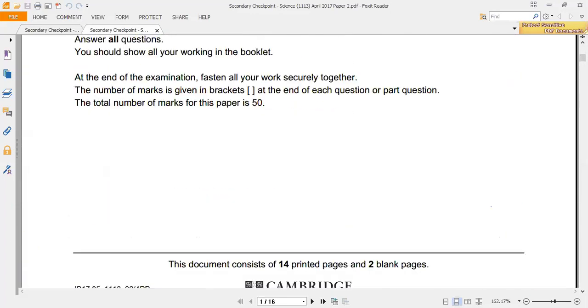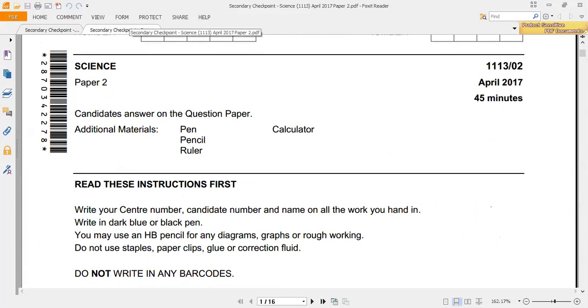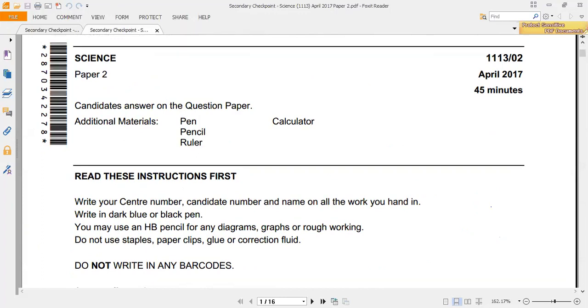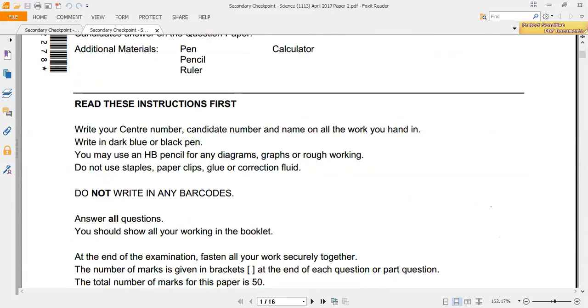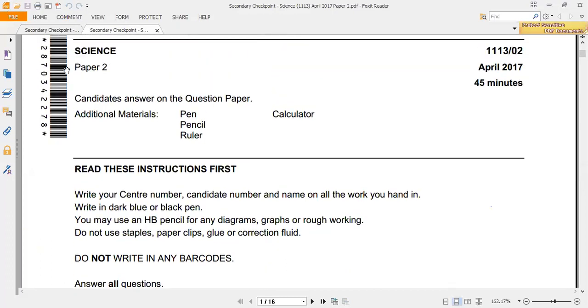Also some instructions, okay? It's very important to mention them. The additional materials that you only have are pen, pencil, ruler, and calculator. Also, you have to write the center number. I know that you know how to do this, and you did it today and yesterday. Write in dark blue or black pen. Both of them are accepted. The pencils have to be HB, not more than this. Do not use tables, paper clips, glue or correction fluids. Do not write on any barcodes. This is the barcode. You should not write on it because it's very unique for every single student.